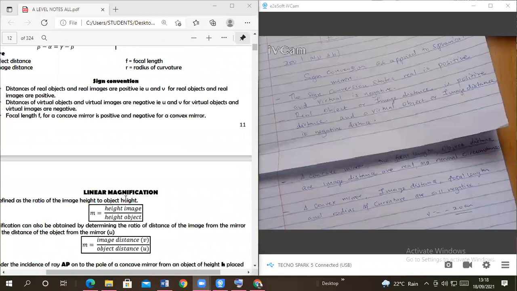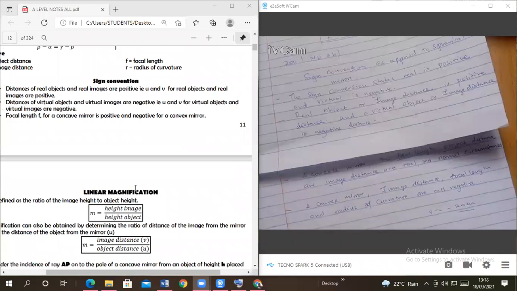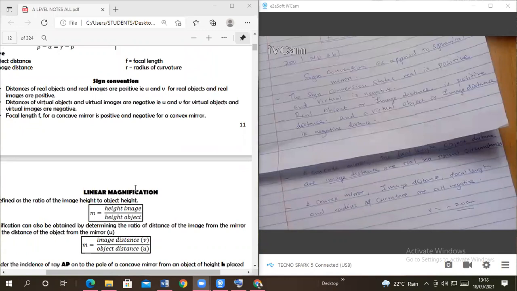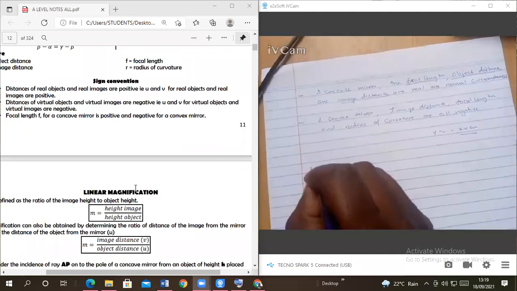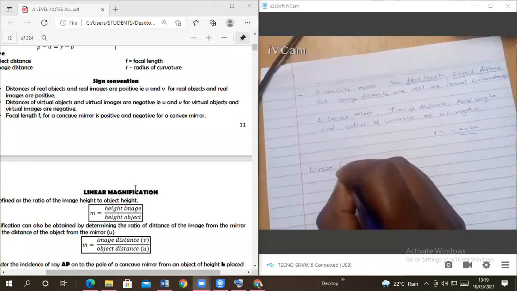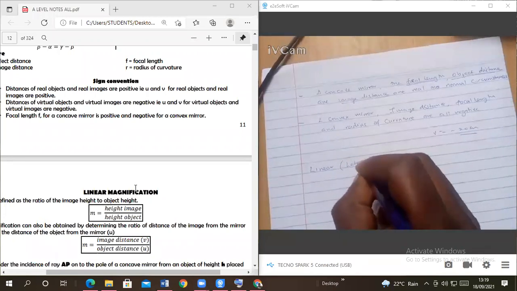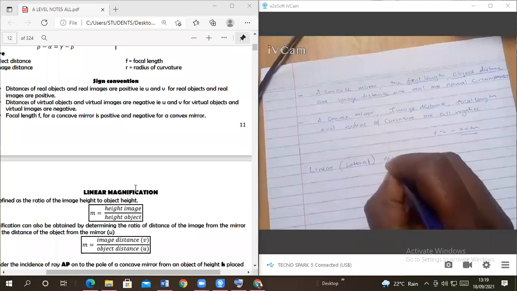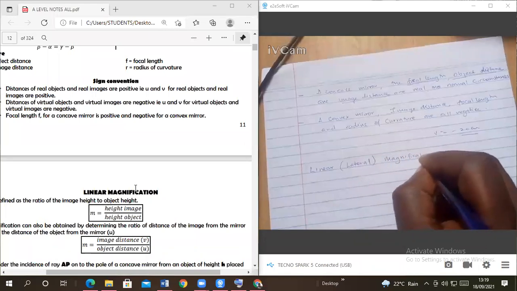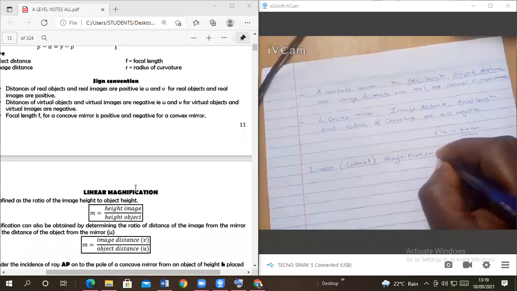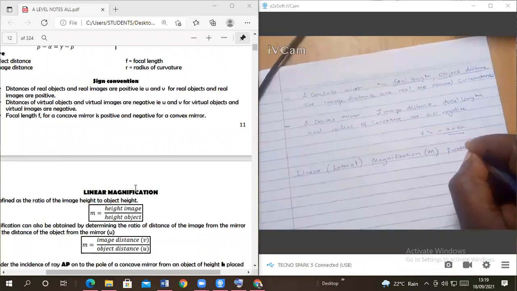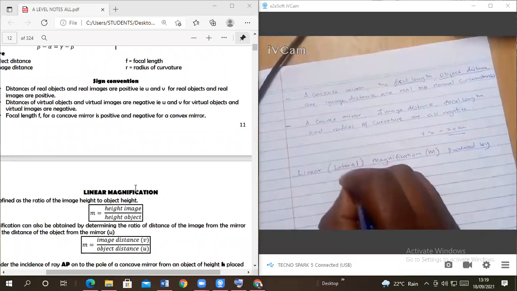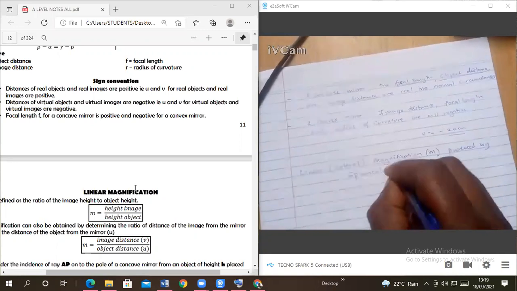The next part that we have to look at is what we call the linear magnification, or what we call the lateral magnification. So you can write: linear, lateral magnification, M, produced by spherical mirrors.